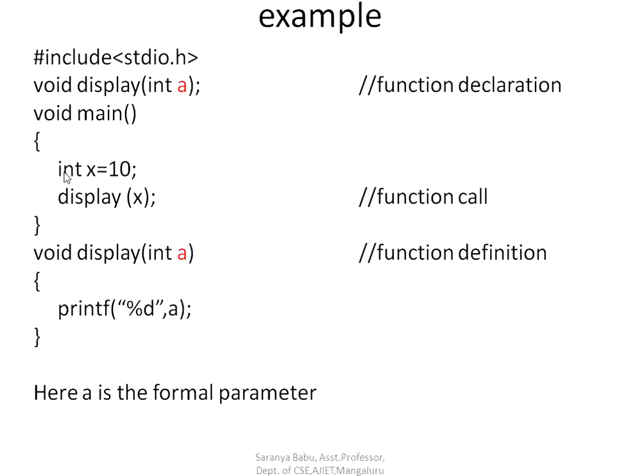Now inside the main function I have given int x equal to 10. Then instead of writing printf all the time, I'll just call the display function, because the display function is going to perform the printing. What I'll give? Display. Now tell me which value you want to display.